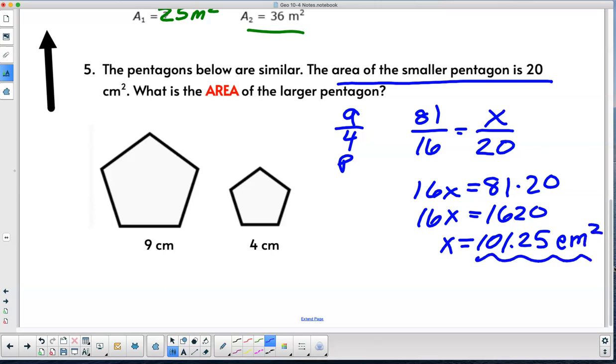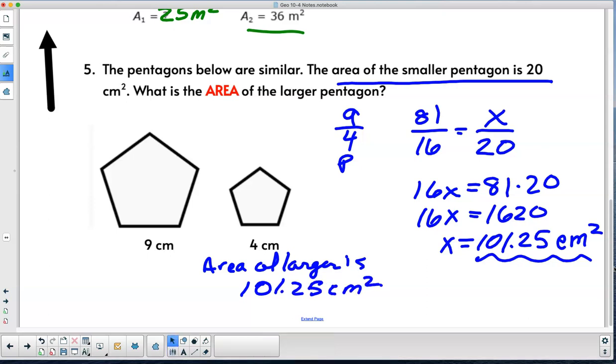So the area of the larger is 101.25 centimeters squared. Now, that's what I've got for 10-4.